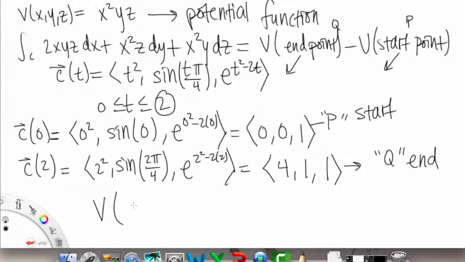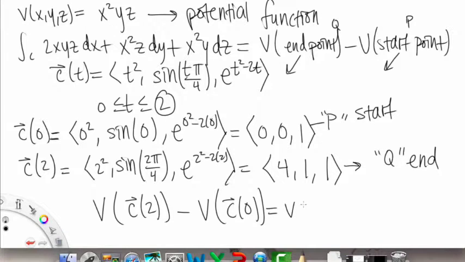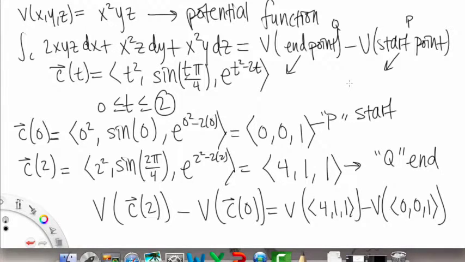So we have v of c of 2, because this gives us our endpoint, minus v of c of 0. Now we have our actual points, so we can plug them in. Our endpoint is what we start with, so we start with v of 4, 1, 1, minus v of 0, 0, 1. All right, I'll continue this on the next slide.